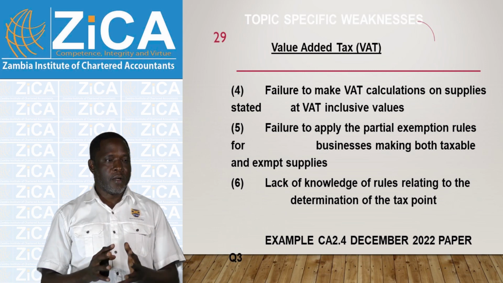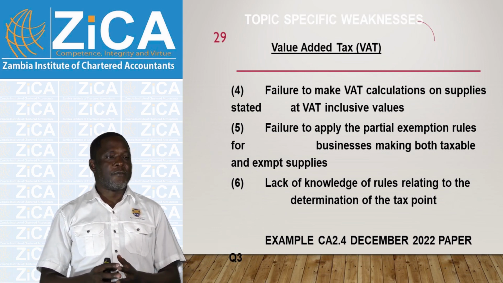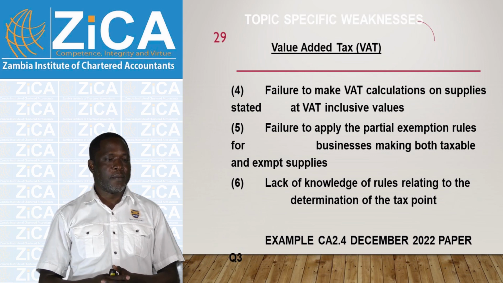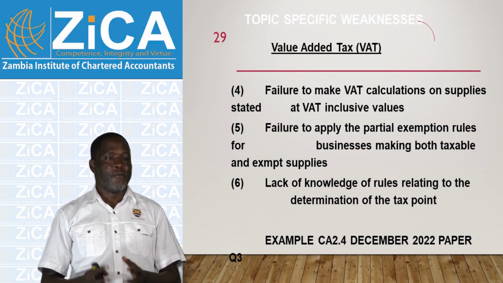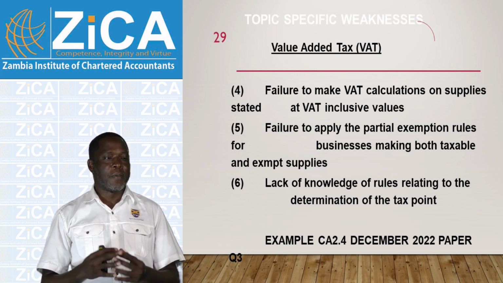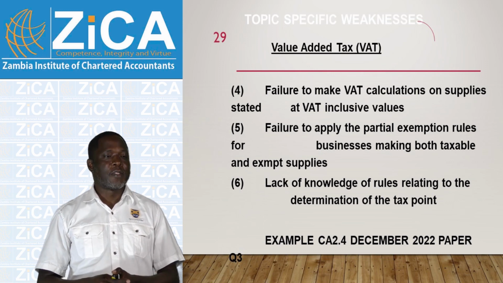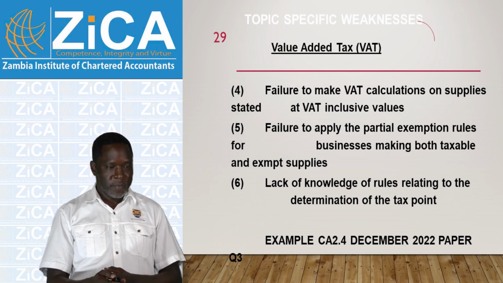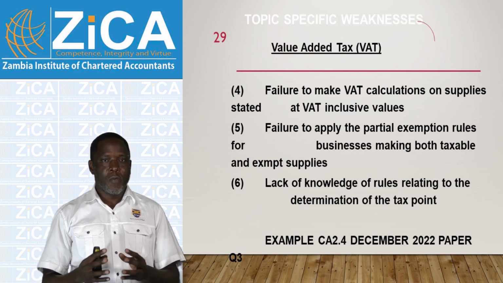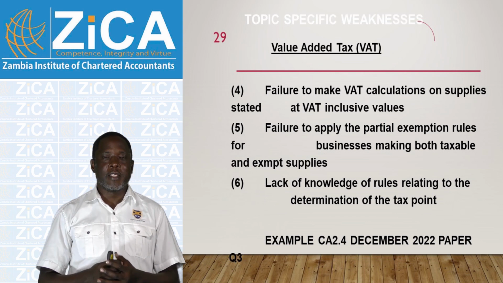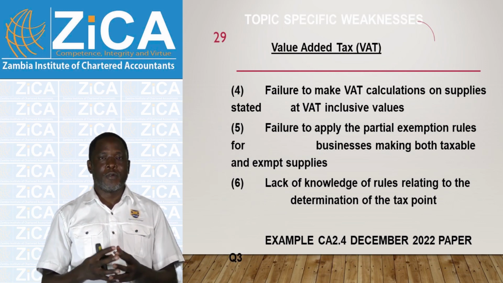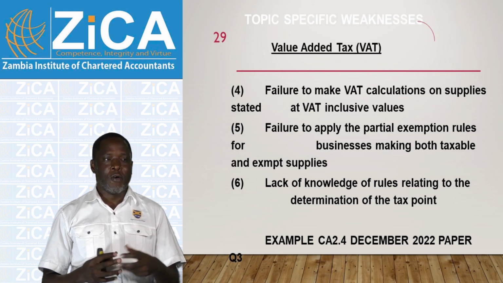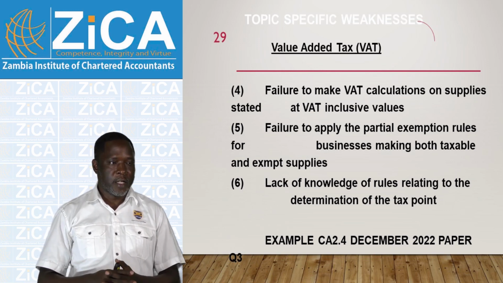Then another challenge when it comes to VAT questions is failure to apply the partial exemption rules for businesses making both taxable and exempt supplies, and failure to make VAT calculations on supplies which are stated at VAT inclusive values and on supplies which are stated at VAT exclusive value. So when it comes to computing both output VAT as well as computing the amount of input VAT which will be recoverable on a supply, some useful formulas you can use to make calculations include the two formulas presented there.